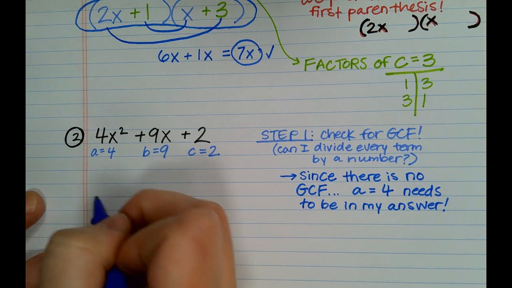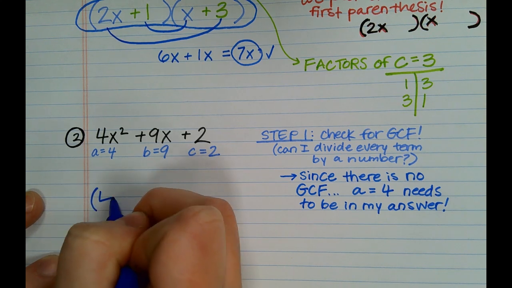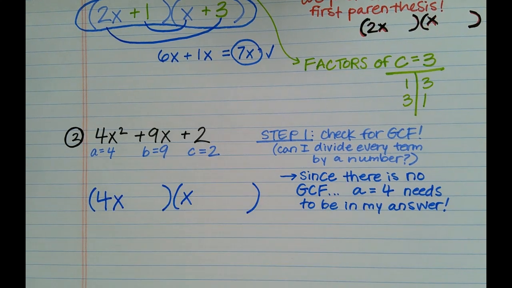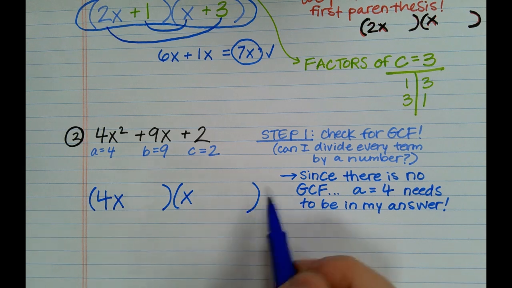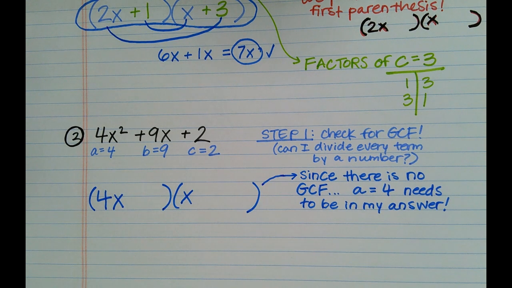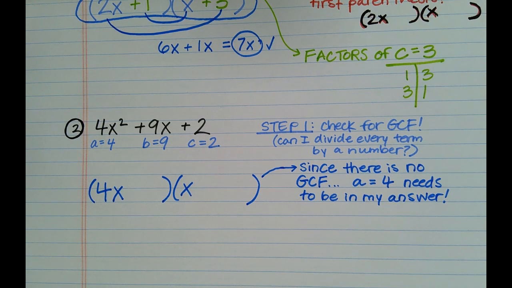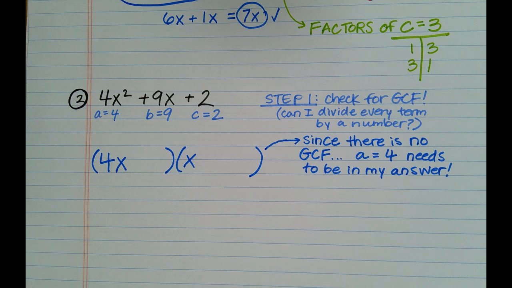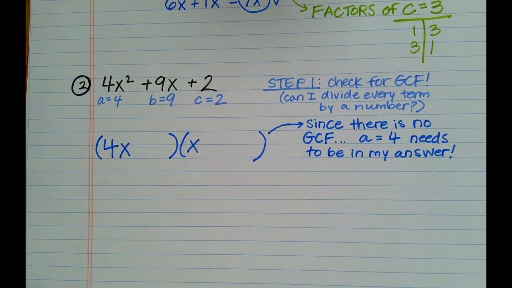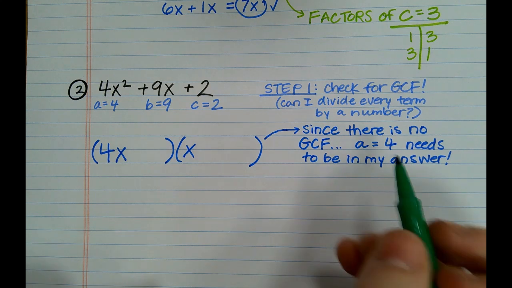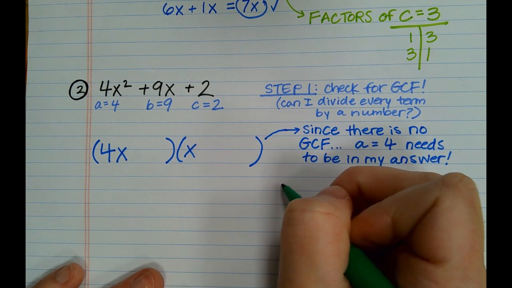So I'm going to go ahead and put down here 4x and x. Okay, does everybody see how we got to that point? Good deal. Okay, so that's step 1. Now let's go to step 2.